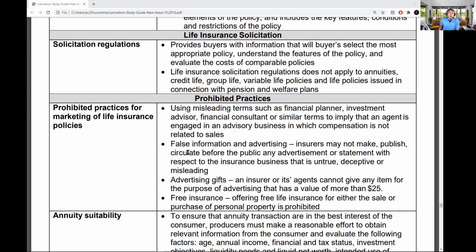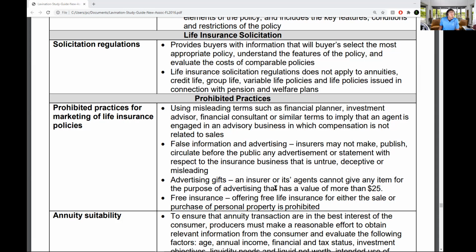All right. Also, false information in advertising. Insurers may not make, publish, or circulate before the public any advertisement or statement with respect to the insurance business that is untrue, deceptive, or misleading. So it doesn't matter what company, you cannot advertise or circulate information that is not true, deceptive, or misleading. So that's simple to understand.